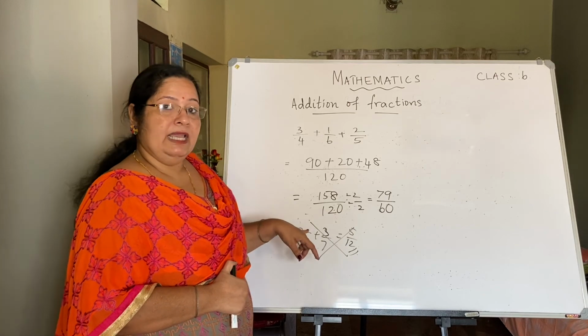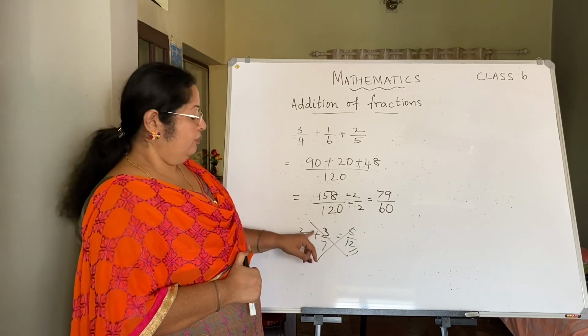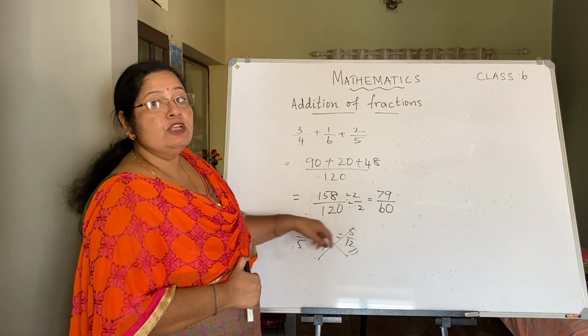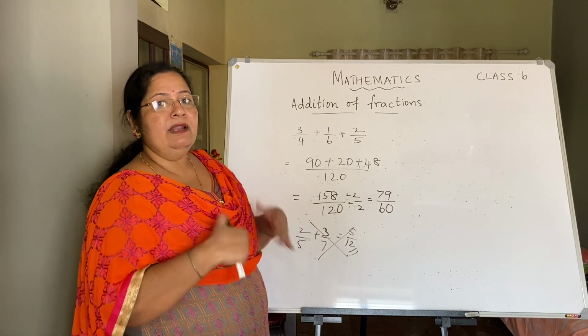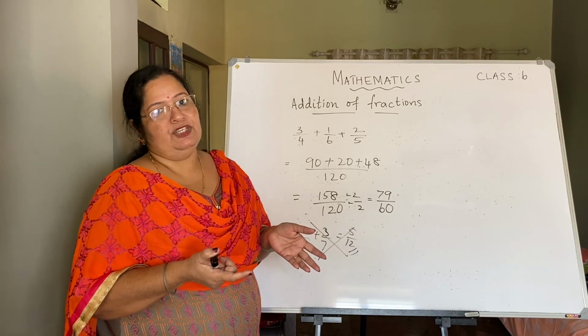To add unlike fractions, we have learned a method: denominator, product of denominators, numerator, sum of cross products, and then reduce it to the simplest form or as a mixed fraction. Both ways we can do.